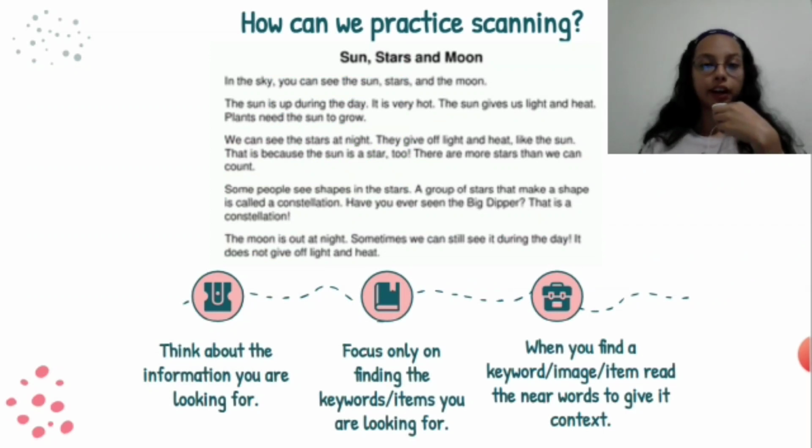So finally, we could practice with any kind of text, trying to give context to the elements we find by reading the closest content, all of this without rereading the whole text. For example, we have this text called Sun, Stars and Moon. If I want to know information about the stars, I will scan the text quickly to find the word I'm searching for, that is stars. And when I have identified the word I'm looking for, I will try to find the information related with the word, taking into account, obviously, the information I have around the term. In this case, the closest information says that stars give light and heat.